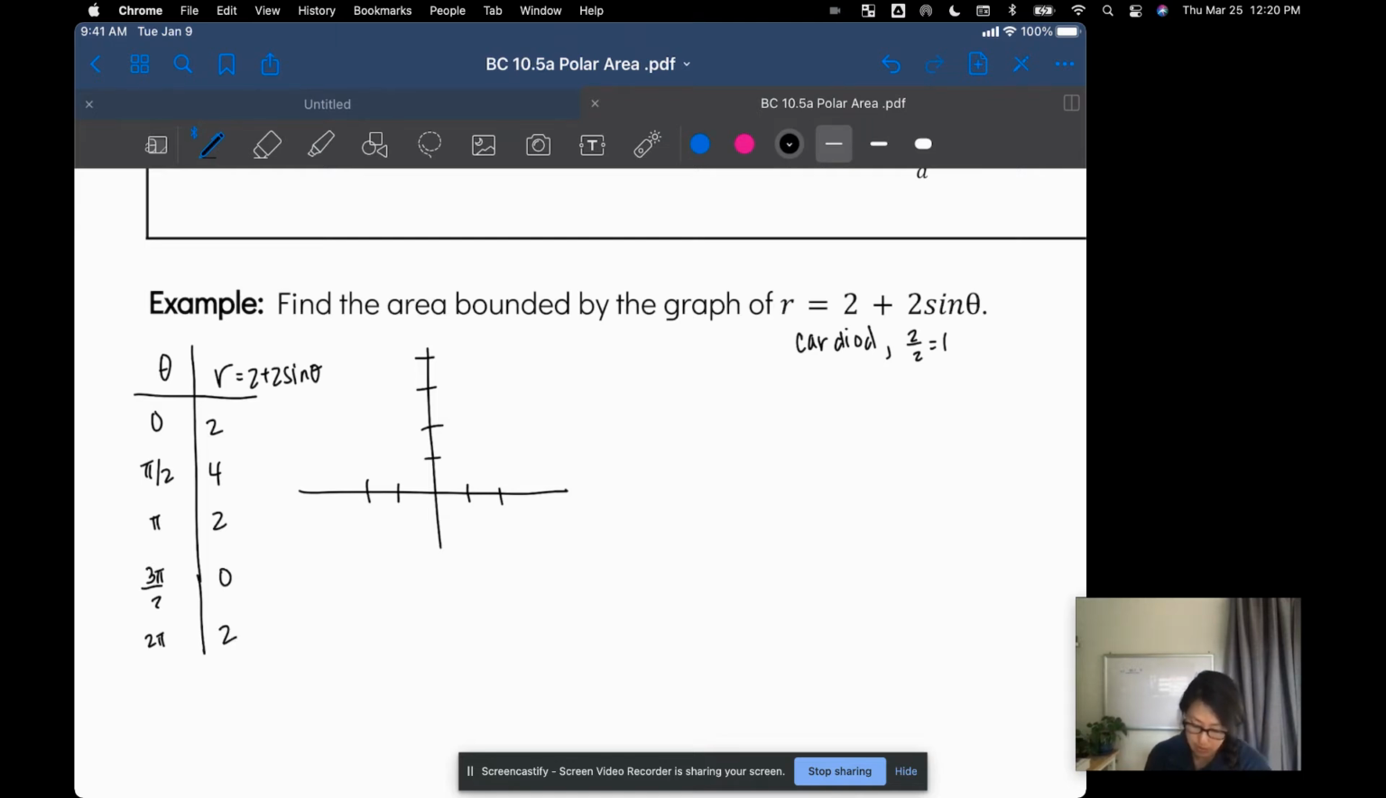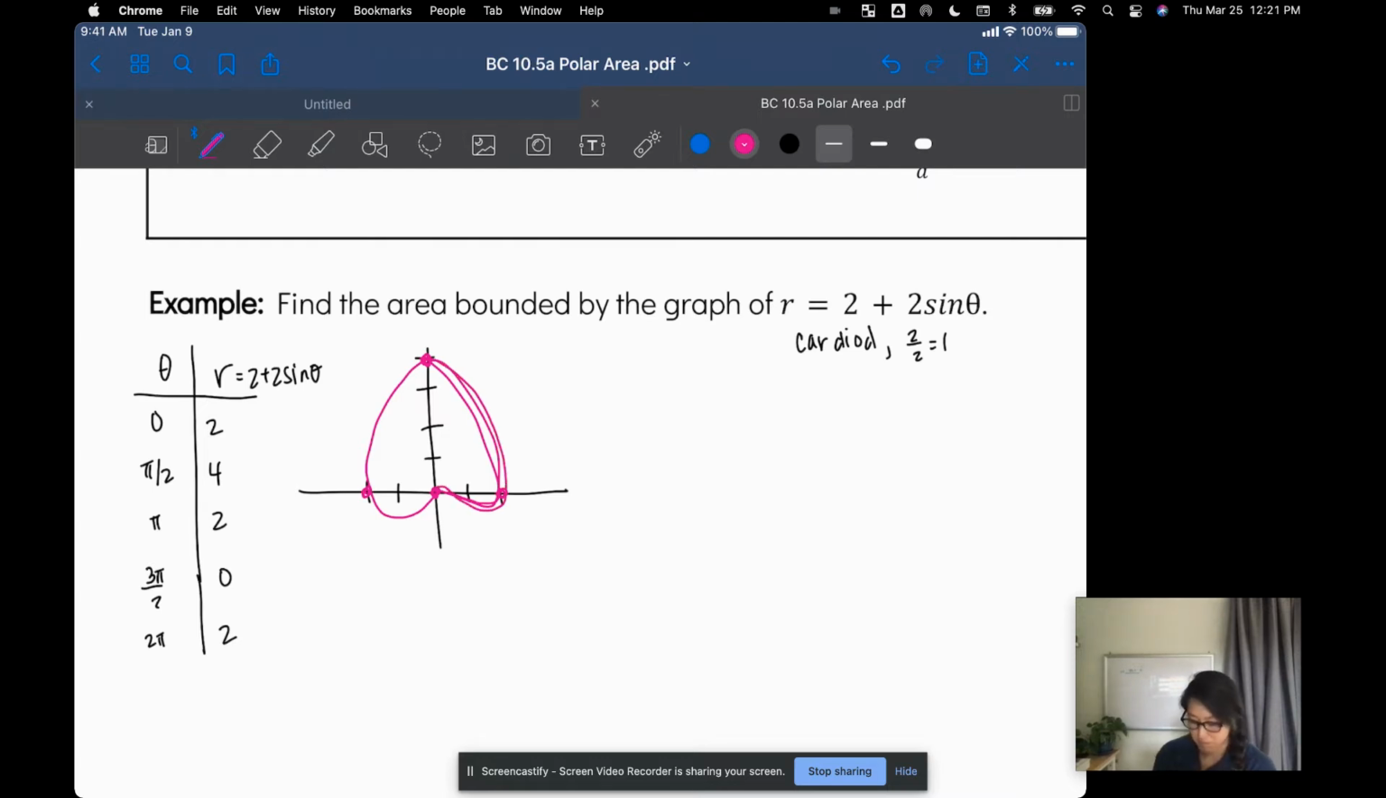I'm going to go ahead and sketch this in. I start with 0, 2, so facing angle 0, I graph out 2 units to the right. And then at pi over 2, so going upwards, I need to graph a positive radius of 4. And facing pi, a positive radius of 2. 3 pi over 2 is 0, so it's going to be at the pole. It's a little sharp, but that's okay.